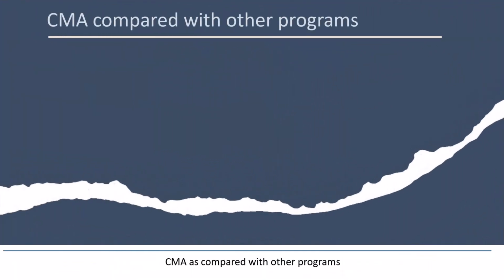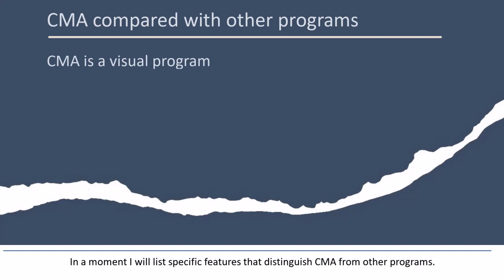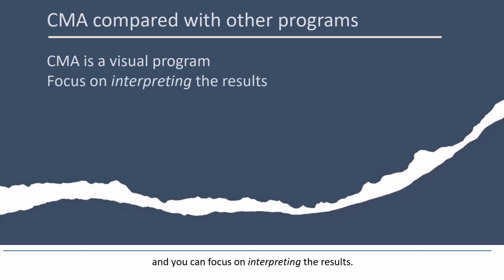CMA as compared with other programs. CMA is visual. In a moment, I will list specific features that distinguish CMA from other programs. But focusing on specific features really misses the point. The main difference between CMA and the other programs is the entire approach. Using the other programs, you need to focus on the mechanics of performing the analysis. By contrast, using CMA, all the mechanics are handled automatically, and you can focus on interpreting the results.